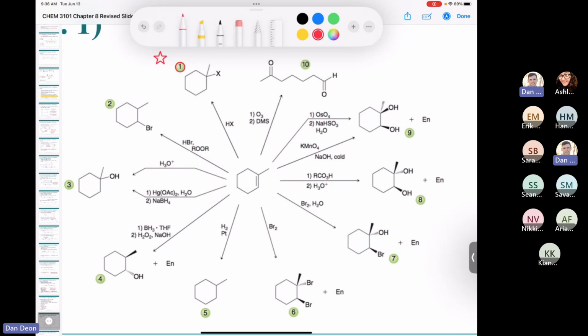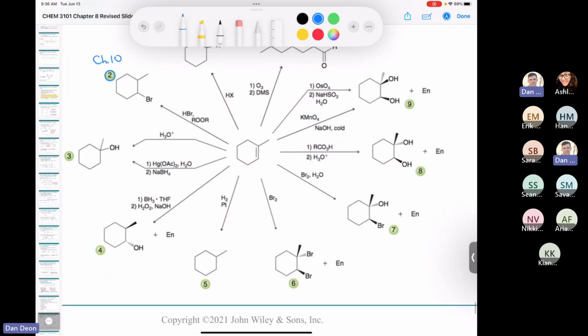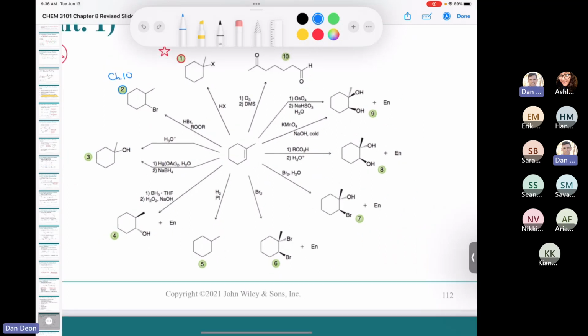The second one is anti-Markovnikov hydrohalogenation. You do not need to know the mechanism of this. It's covered in chapter 10, so don't worry about it for now. The next reaction, to form this alcohol, is Markovnikov addition of water across a double bond. You definitely need to know this mechanism.